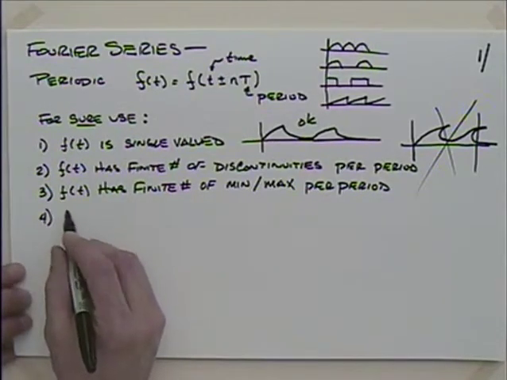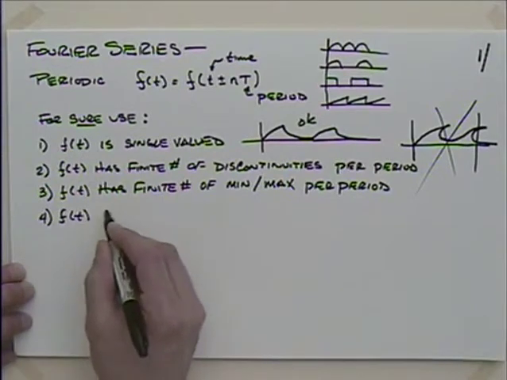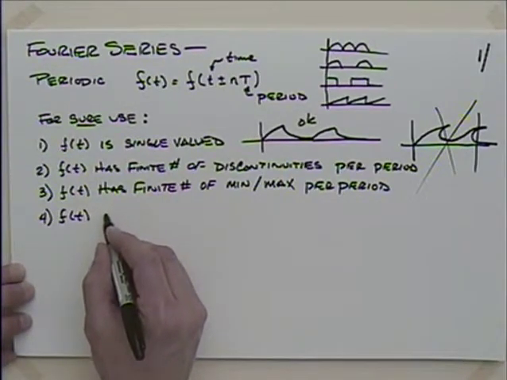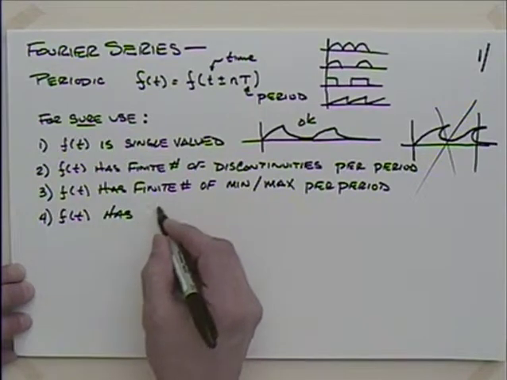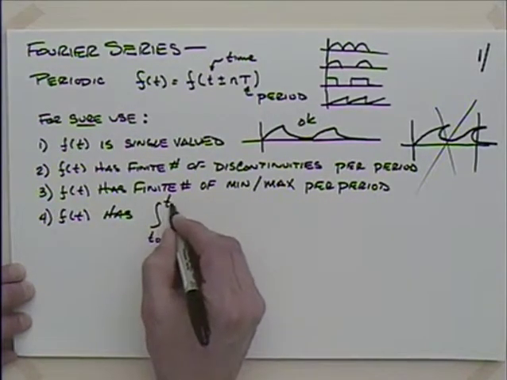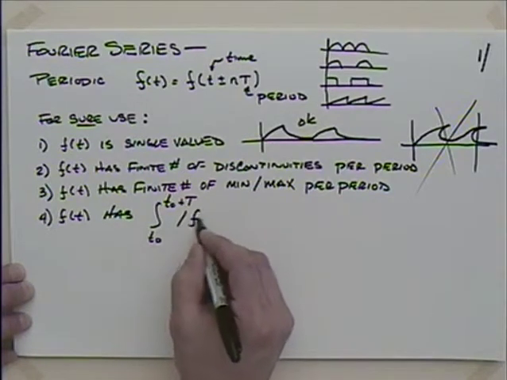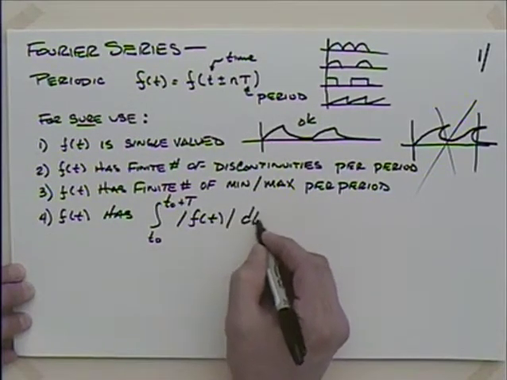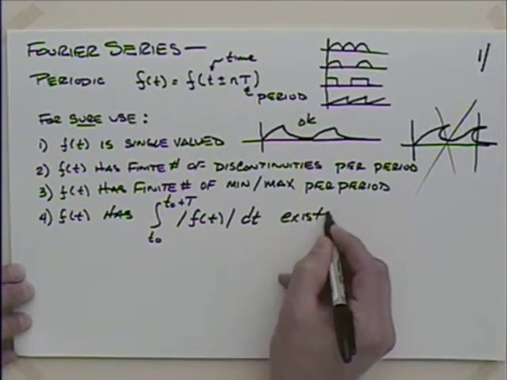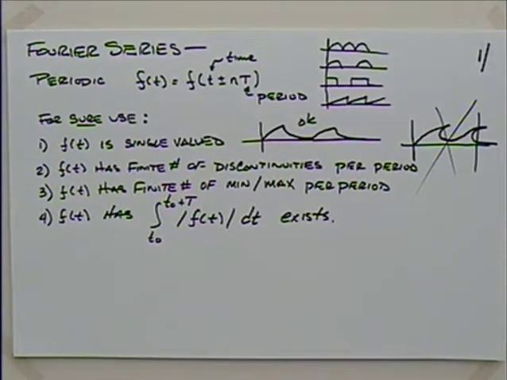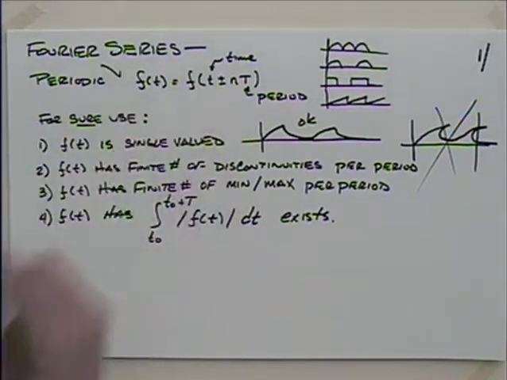Probably the most important practical one is the fourth one: the integral of the absolute value of f of t over one period exists. From a practical sense, we're going to be doing quite a bit of integrating. So if we can check those off, and most of the time, once we've made sure it's periodic, those other rules are not a problem. But I just want to lay them out.